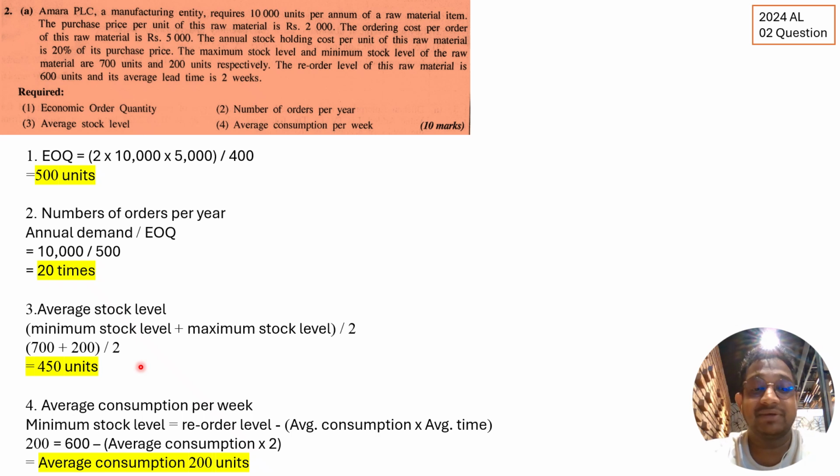And then they ask for the average consumption per week, and to find that out you have to go with the minimum stock level equation. So how to find out the minimum stock level equation? Reorder level minus average consumption into average time. So here you know the minimum stock level, you know the reorder level, and you know the average time as well. So here you had to find out the average consumption. So your average consumption, by extracting that equation, is 200 units, right?